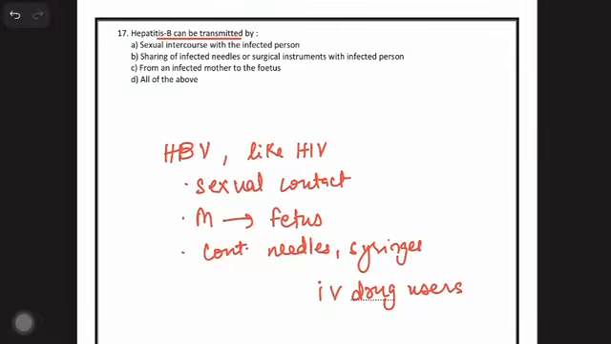So let's see what the options are saying. A says sexual intercourse, right. B says sharing infected needles and surgical instruments, right. From infected mother to the fetus, absolutely right. So answer is option D.